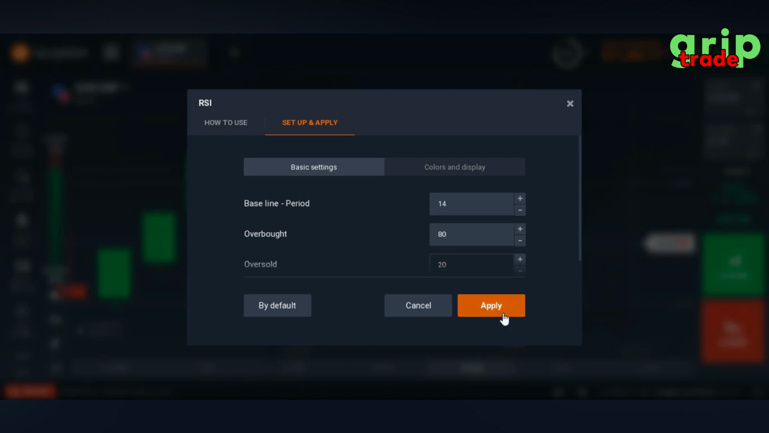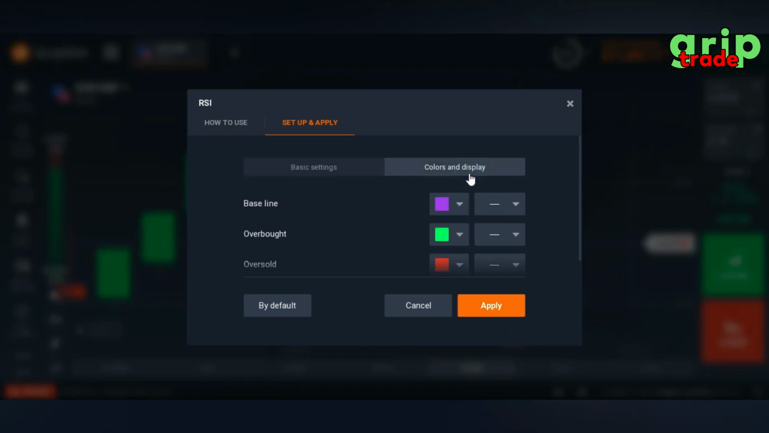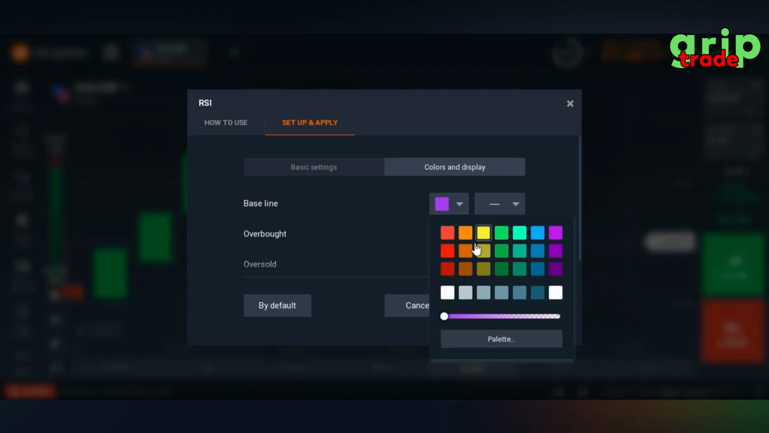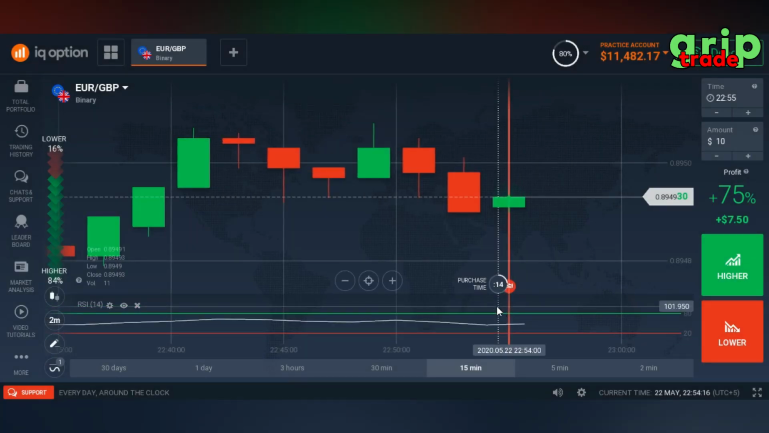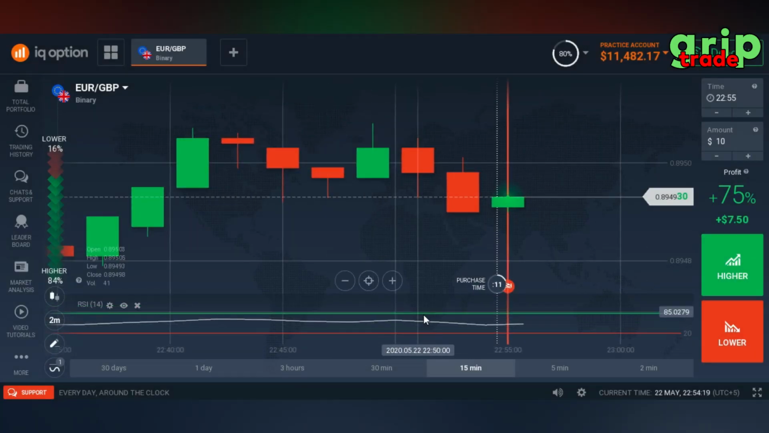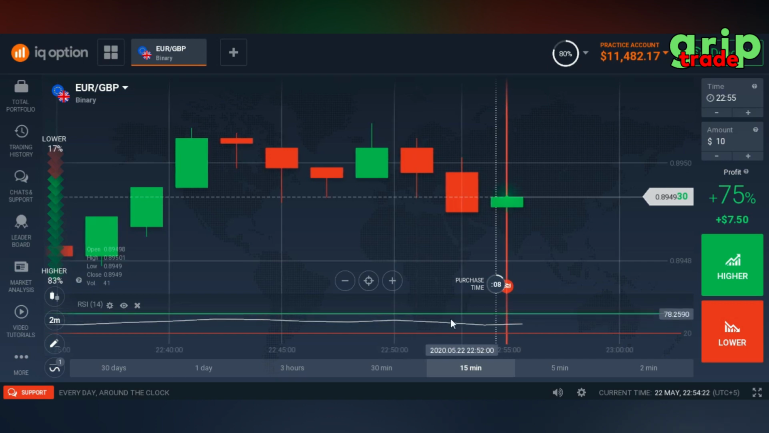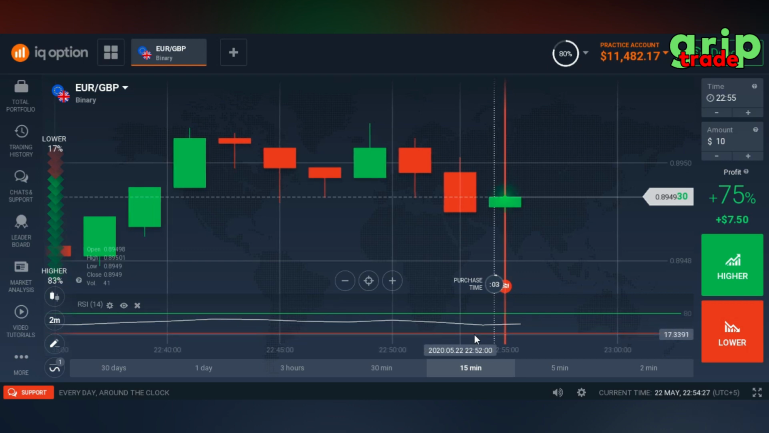I'll be bringing you the live trading for this and you can know how rewarding it is. Set the colors of your choice. The RSI line, the blue one, you can make it white. Set the overbought and oversold levels as convenient for you. So let's watch after the application. This white is the RSI line, the green line represents the overbought position and the red line represents the oversold position.